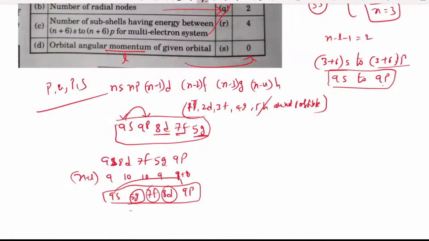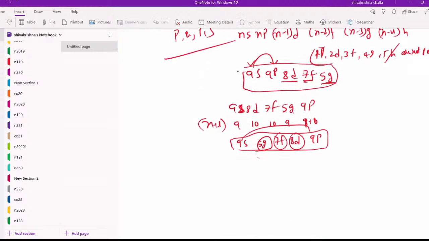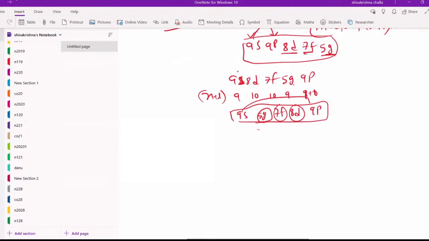Next, these are some different types of example questions you require. Now I am going to discuss some important things: psi versus R graphs.